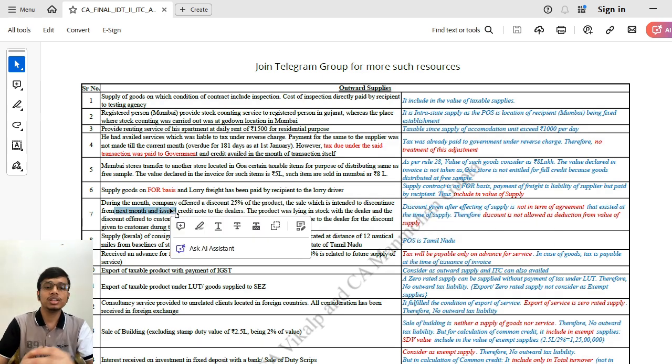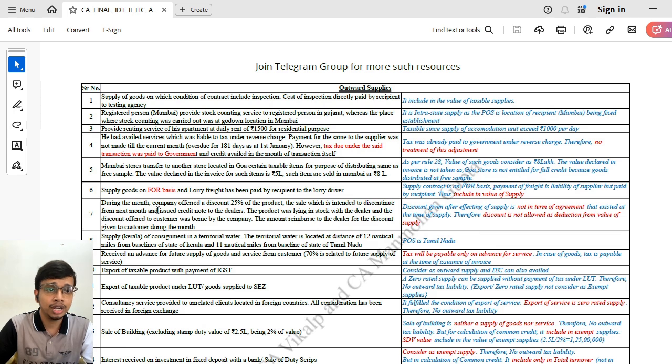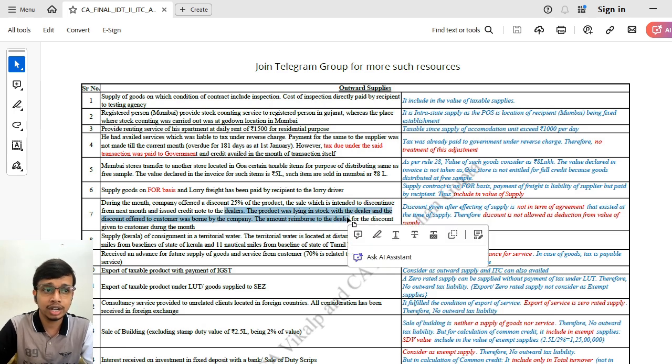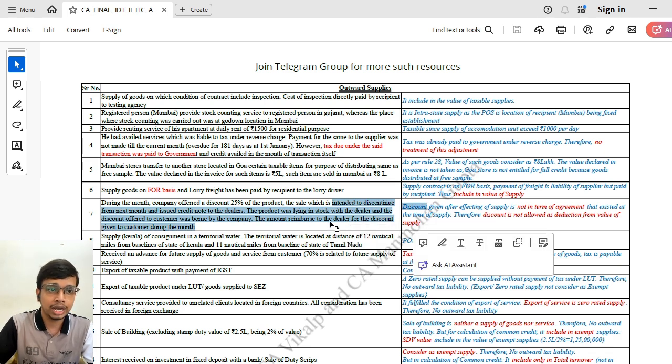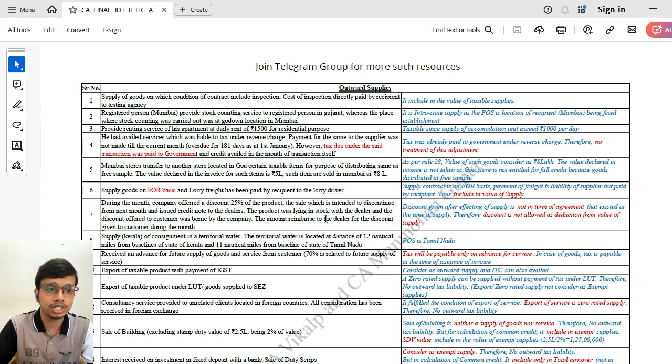Seventh point, during the month, company will offer credit discount of 25% on the product which is discontinued from next month. And the product is already lying with the dealer, and the dealer has been told to give discount to the customer further, because from next month the product will be discontinued, and later the company will reimburse the discount to the dealer.